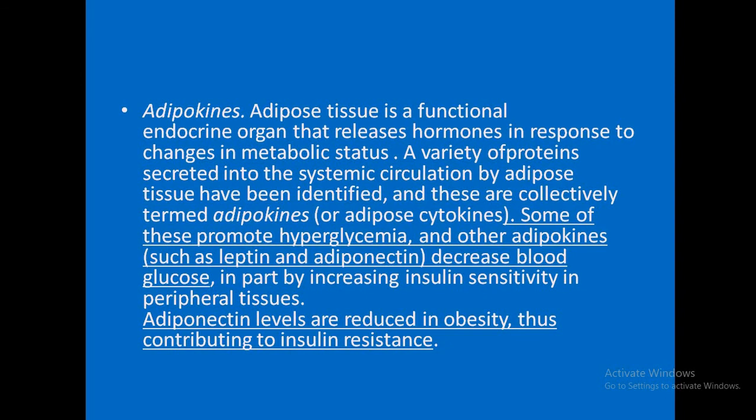What is the role of adipokines in insulin resistance? Adipose tissue is a functional endocrine organ and it releases hormones in response to change in the metabolic status. A variety of proteins are secreted by the adipose tissue, and these are collectively called adipokines or adipose cytokines. Some of these promote hyperglycemia, whereas others decrease blood glucose, such as leptin and adiponectin. Leptin and adiponectin decrease the blood glucose by increasing insulin sensitivity in the peripheral tissues. In obesity, adiponectin levels are reduced, and thus they contribute to the insulin resistance.